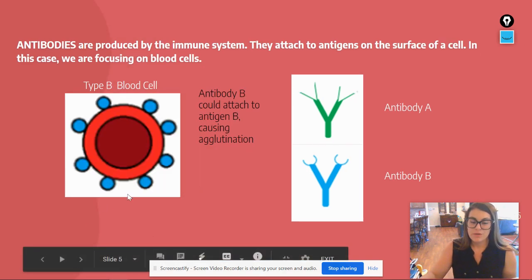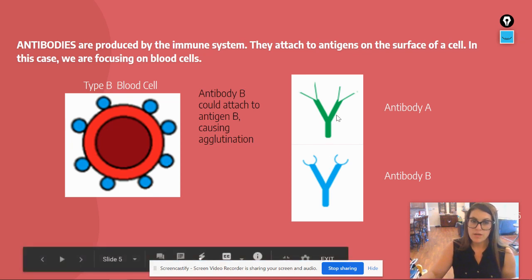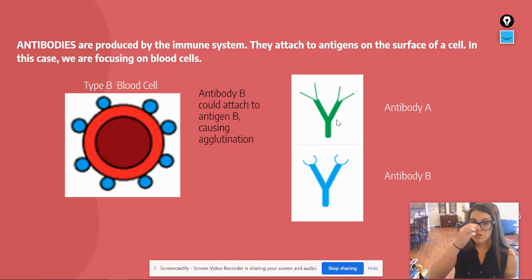Okay, so here is type B blood. So it has B antigens on it. So when you look at the antibodies, which one of these would attach to the type B blood? Well, antibody B is shown with the same shape. Okay, so antibody B attaches to antigen B. Okay. So what kind of antibodies does this person make in their body?